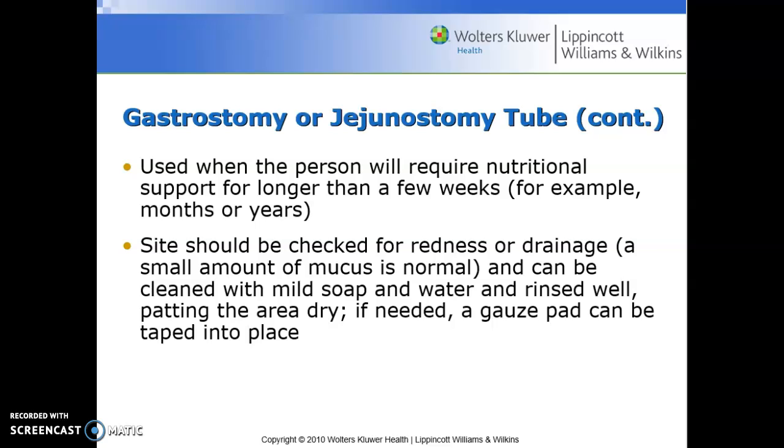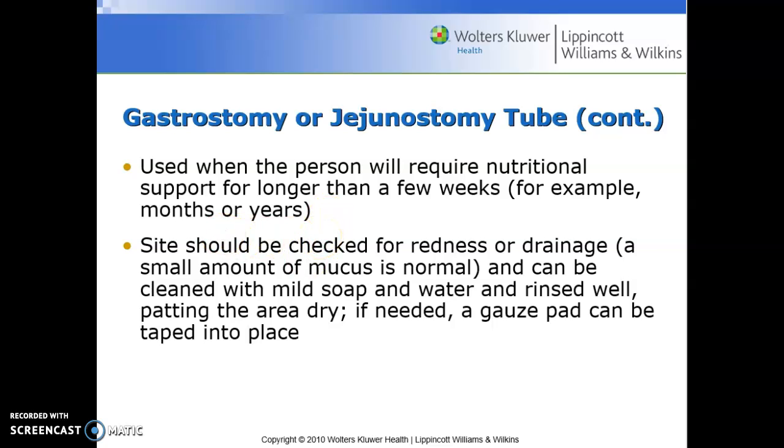These tubes are used in a person who will require nutritional support for longer than a few weeks. They may have these tubes in place for months or even years. One thing, too, we need to make sure that we check this site for redness and drainage. We may see a little bit of mucus around this site, and that can be cleaned off with some mild soap and water and rinsed. But we just want to make sure that the skin is not red and becoming infected and not breaking down.